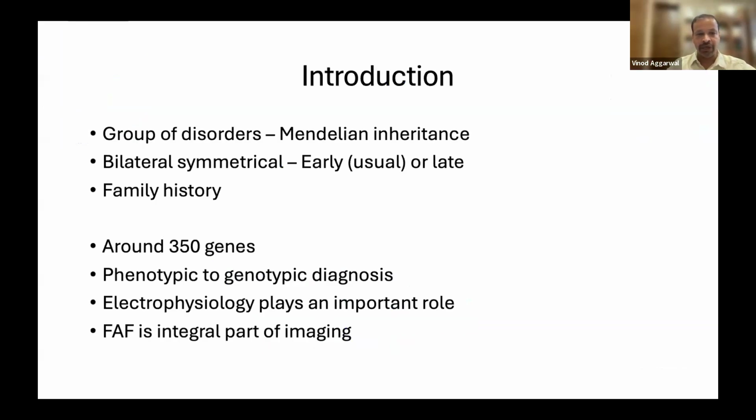inherited retinal disease. Now, just to be very brief, we know that usually they tend to be bilateral, symmetrical. They tend to present early in the age group, but at times they can present late. Family history may not be there in all the patients, and as of now, we have around 350 to 400 genes which have been identified in all the IRDs.